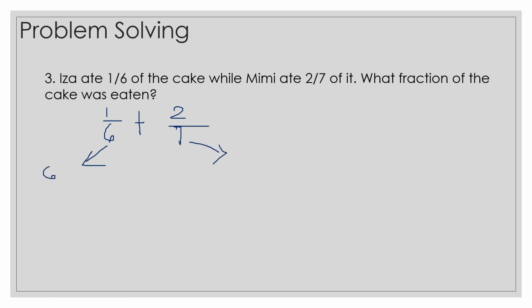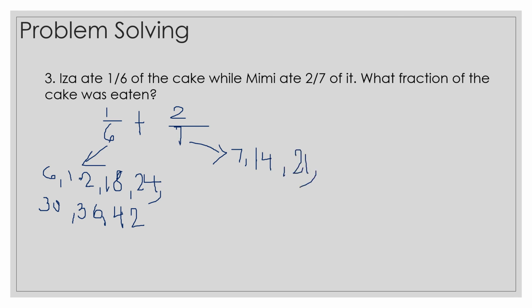For 6, that will be 6, 12, 18, 24, 30, 36, 42, and so on. For 7, that will be 7, 14, 21, 28, 35, 42, and so on. So here you can see our LCD, which is 42.